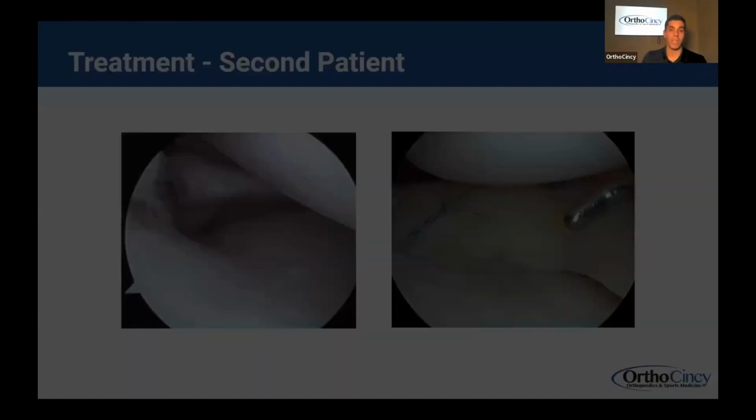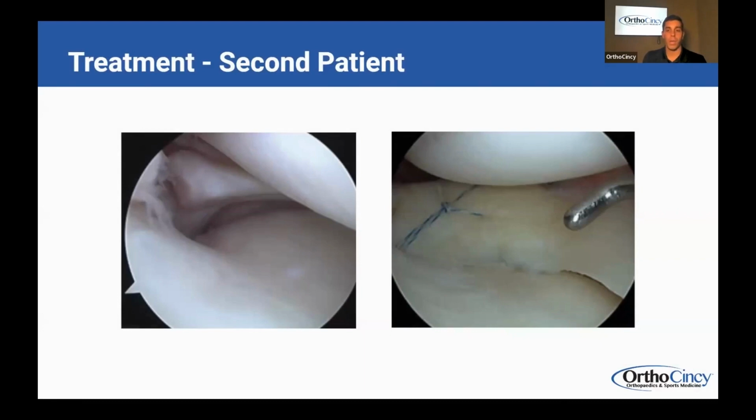And really, I would say that root repairs have become a lot more common in the last 10 years or so. Prior to that, this was not as common just because the techniques have really improved our ability to pass suture and do some of the things that we can do now. So here's an example of that. On the right, you can see the suture that's passed around the meniscus, pulling that down into a tunnel, which is reattaching that meniscus back down to the bone. And that's restoring the function of the meniscus.